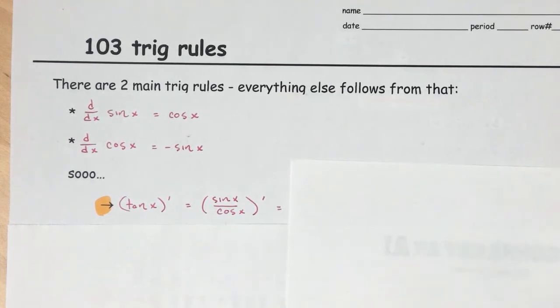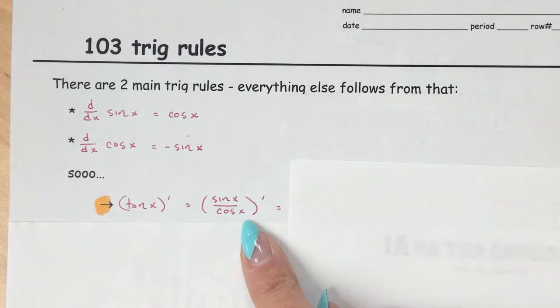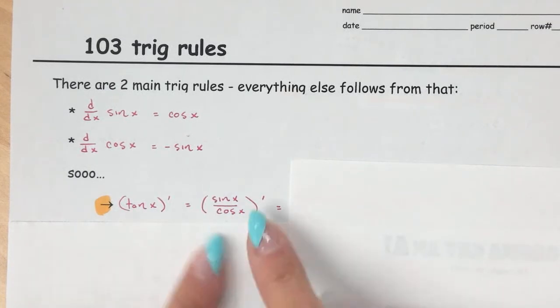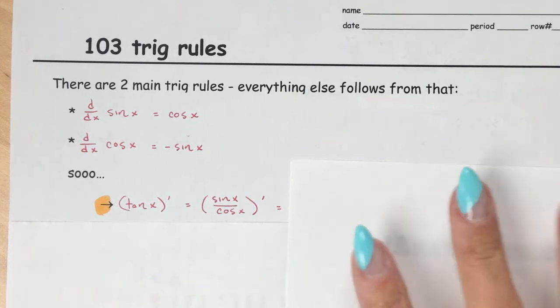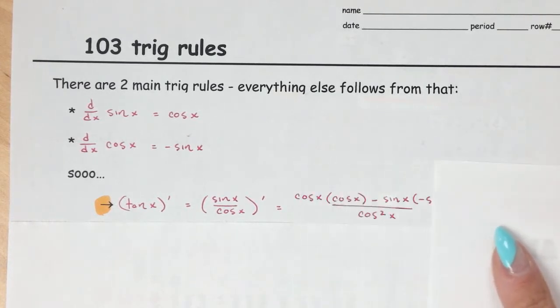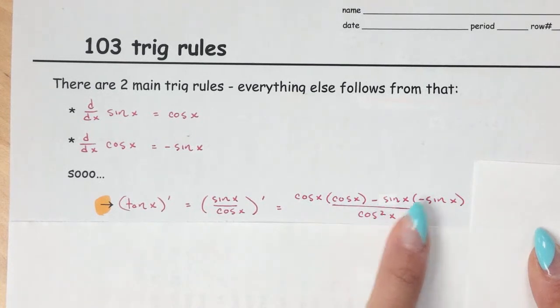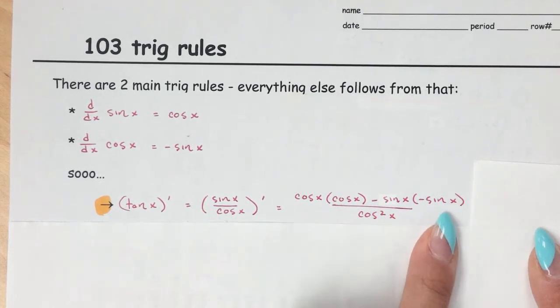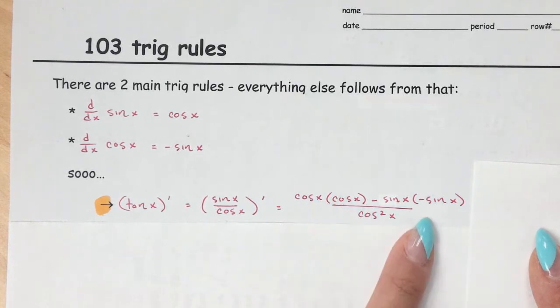Well, what do you do when you have a fraction and you want to take a derivative? A fraction would be a quotient. So it's low d high less high d low, denominator squared below. So I go ahead and do that: low d high less high, derivative of the low, and then denominator squared below. And then I clean that up, right?